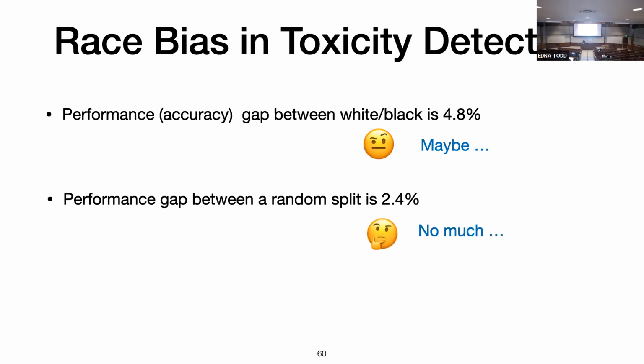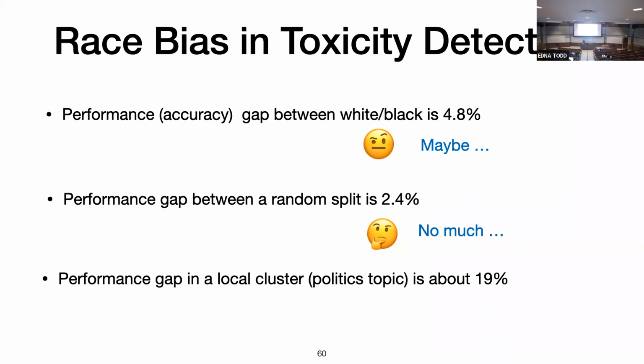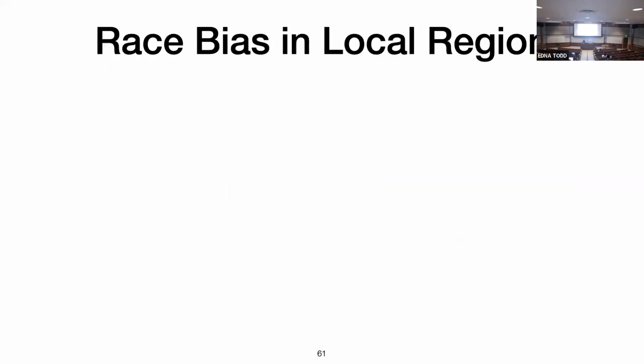So maybe you see the previous gap is not that large. But if we look at some local cluster, when it talks about certain political topics, the gap suddenly becomes 19%. So it's definitely something happening here. So that's our question: is there a way to identify such local biases? Overall the performance seems reasonable, but within some local groups, something really severe is happening.